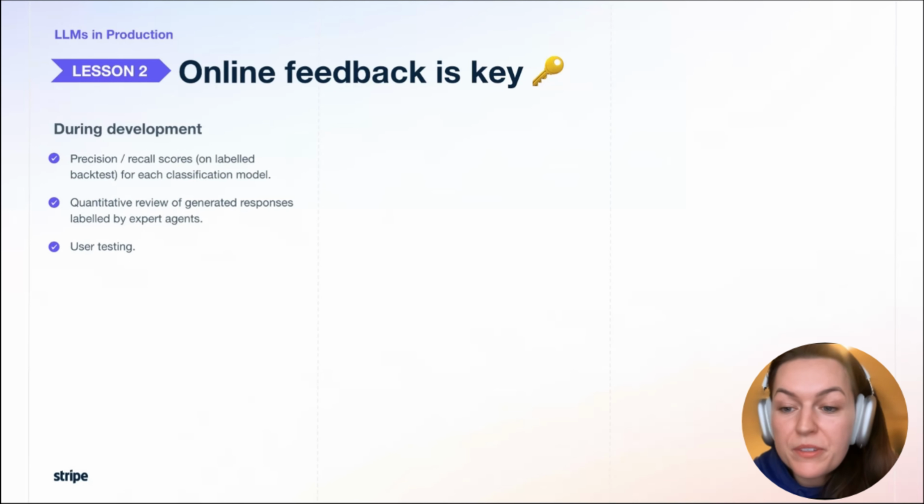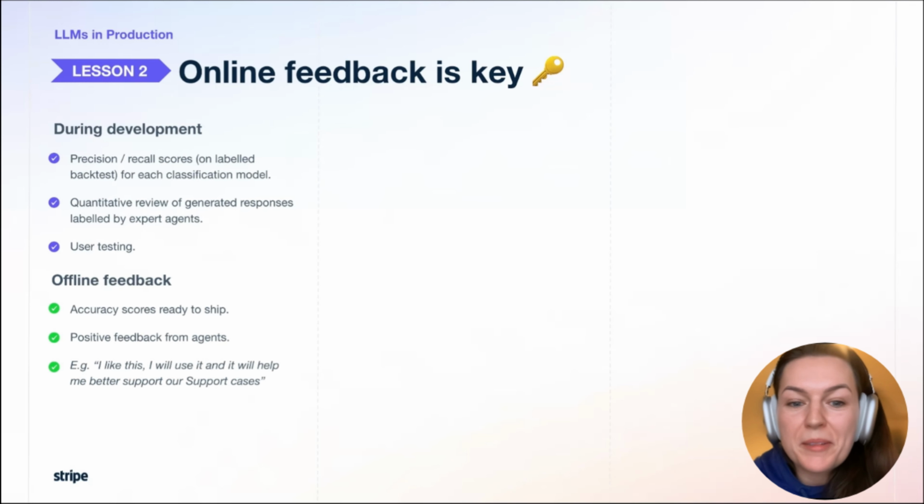For our generative models, we engaged with expert agents who manually reviewed and labeled responses so that we could get quantitative results. And we also engaged with these agents for user testing and training data collection so that they could own and dictate exactly what the ML response prompts should be for different types of input questions. So after many ML iterations, our offline feedback trended really well, and we got to the state where we were confident in ML accuracy and ready to ship.